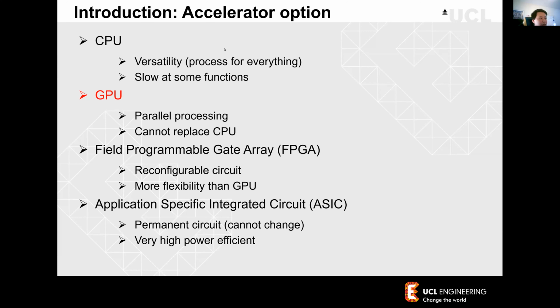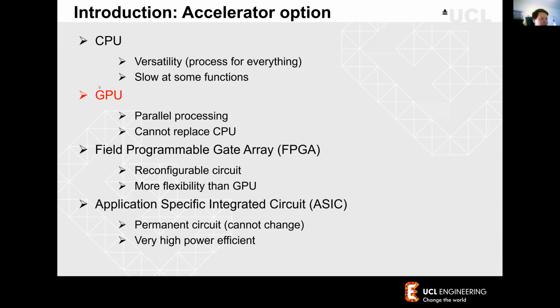And here are the accelerator options. So basically, there are 4 main types of accelerator that can be used. Firstly is the CPU. The CPU is basically the general processor. It has very high versatility. So basically, it's processing for everything. Therefore, it's slow at some functions, because it's not optimized for specific functions.